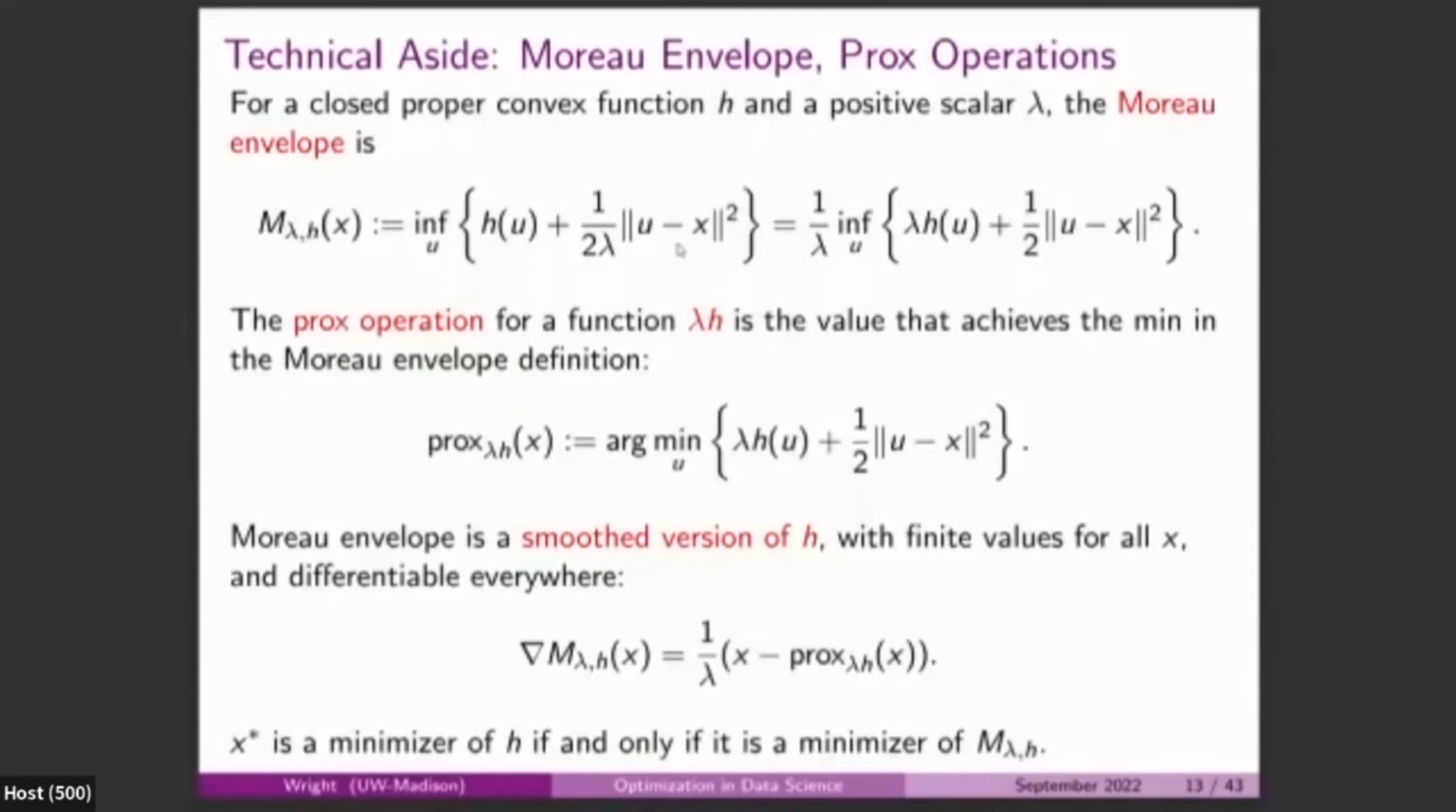All right? The value of U that achieves that infimum is called the prox of X, the prox of lambda h of X. Okay? So what is this intuitively? Basically, you can think of the Moreau envelope, M of lambda and h, as being a smooth version of h. Even if h has infinite values for some values of its argument, the Moreau envelope always has finite values for all values of X. Moreover, it's always differentiable. I can write down the derivative explicitly here. It's not non-smooth anymore. And it has minimizers in the same place as h itself. And so it's a lot easier to work with than h.